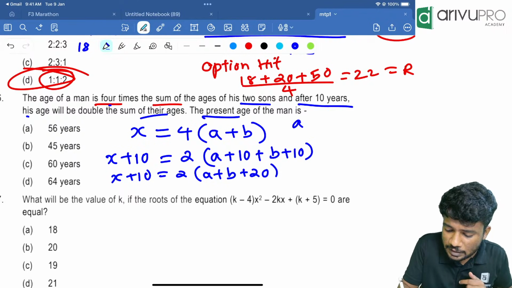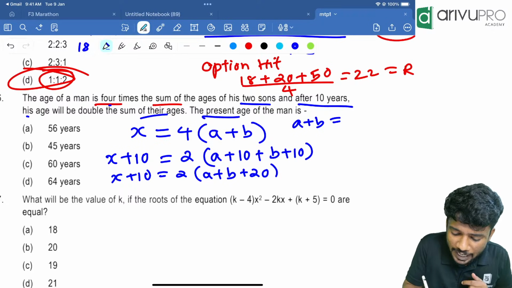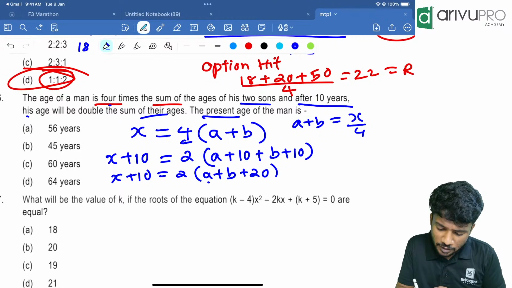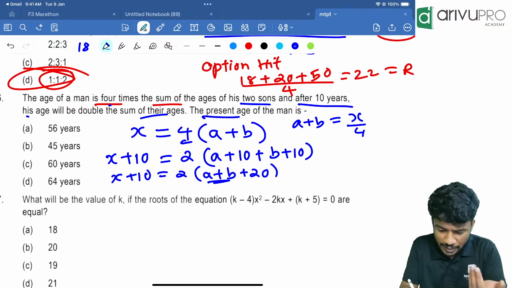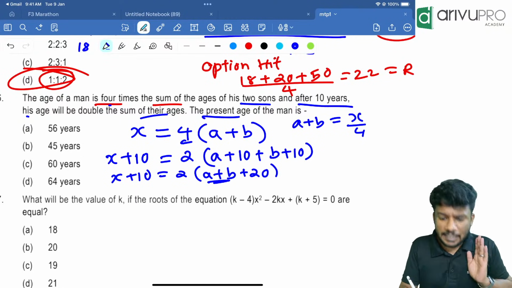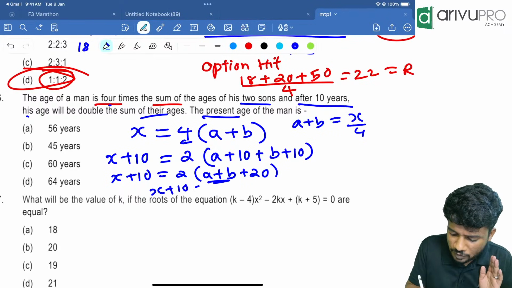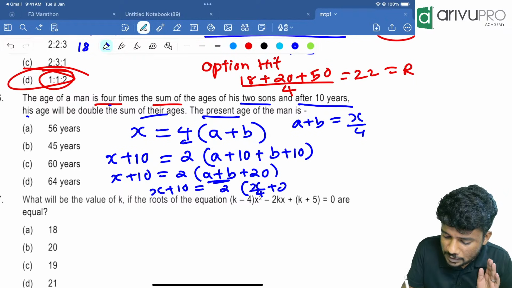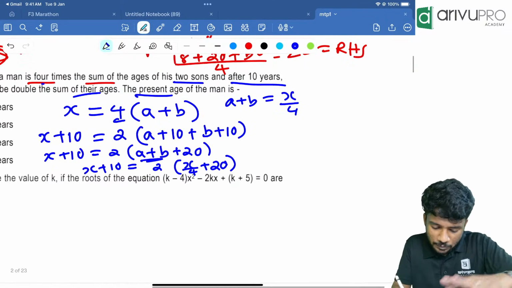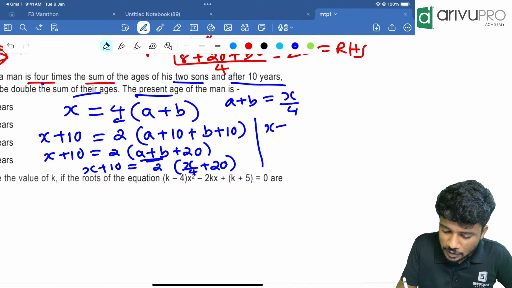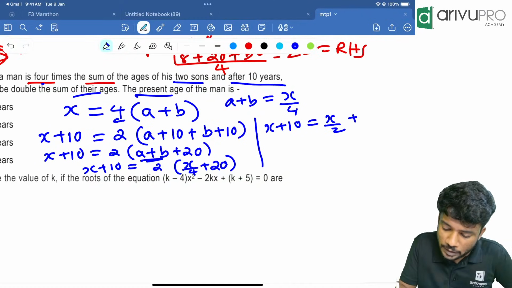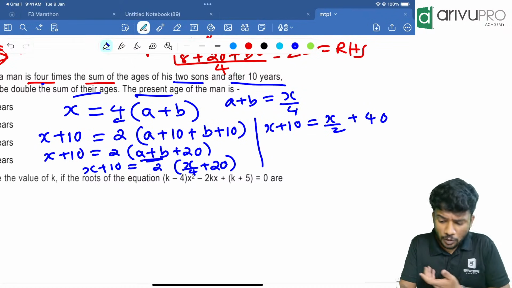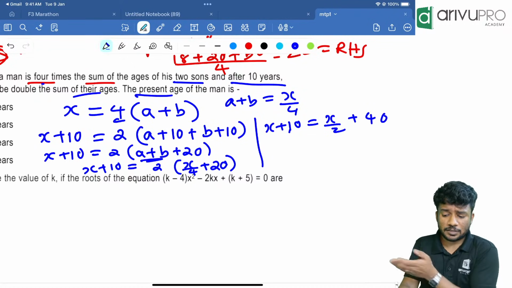We can write it as A plus B is equal to x divided by 4. I am taking 4 to the other side. So instead of A plus B, we will substitute x by 4 and we will find the answer. So x plus 10 is equal to 2 into x by 4 plus 20. Now open the bracket: x plus 10 is equal to x by 2 plus, 2 into 20 is how much? 40. Now you can take this to this side.